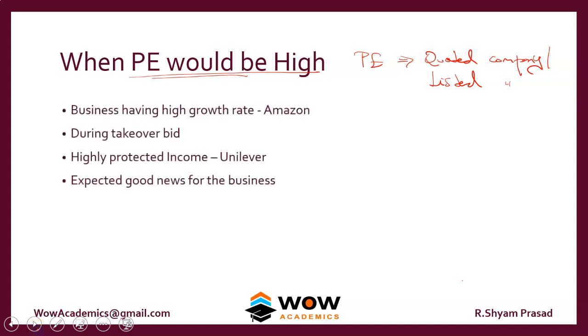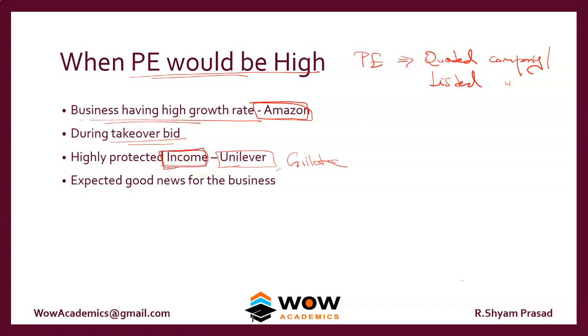So PE would be high when a business is having a high growth rate, for example, Amazon. So Amazon has a very high growth rate. During a takeover bid, when one company is being bought by two other companies, the PE would be very high. And highly protected income, for example, like Unilever or Gillette. These companies will have a very high PE ratio because their income is always protected. So there's not much variability. So that's why PE will be higher.